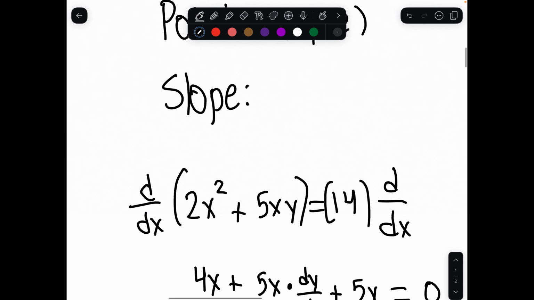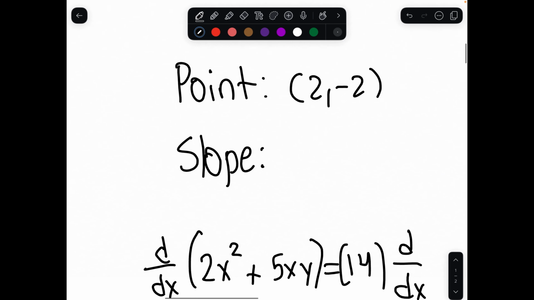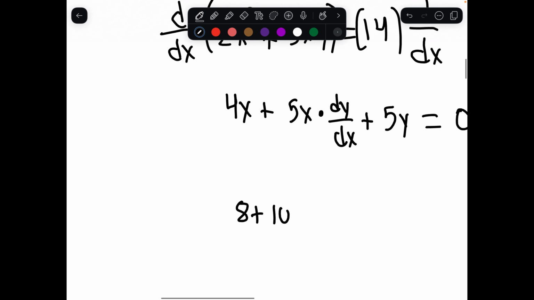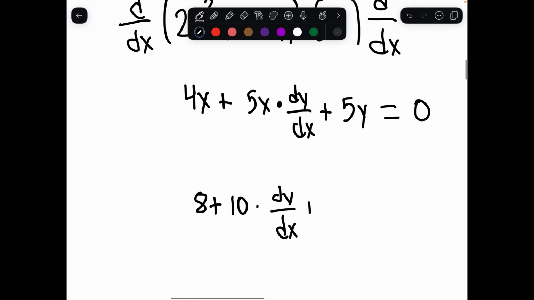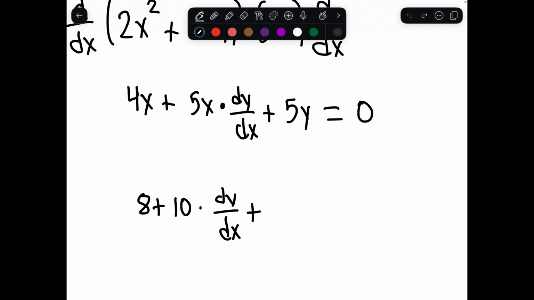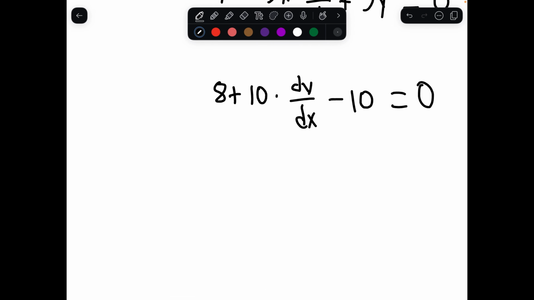So what I would do now is plug in the point. This makes it easier. So let's plug in 2 for x. 4 times 2 is 8. 5 times 2 is 10 times dy/dx plus 5 times negative 2, which is negative 10. And that equals 0, okay? So now we're solving for dy/dx. Remember, you could treat dy/dx as any variable, like z or something, and you would just be solving for z. It's the same type of thing.